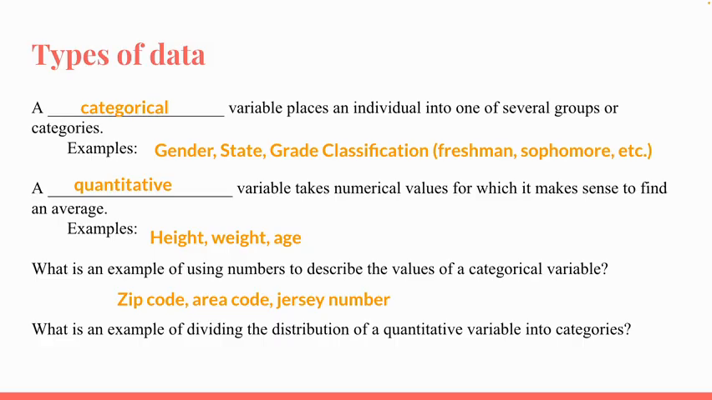What is an example of dividing the distribution of a quantitative variable into categories? Let's look and see what that is. An interval. Think about grades. A grade of an A is the interval of 100 to 90. A grade of B is 89 to 80. C is 79 to 70, and D is 69 to 60. So you could take quantitative variables and turn them into categories by putting them as A, B, C, and D.